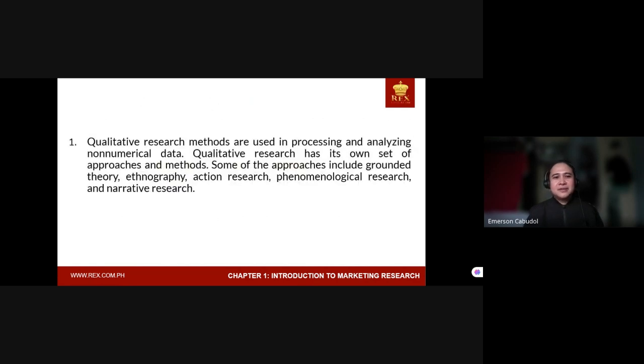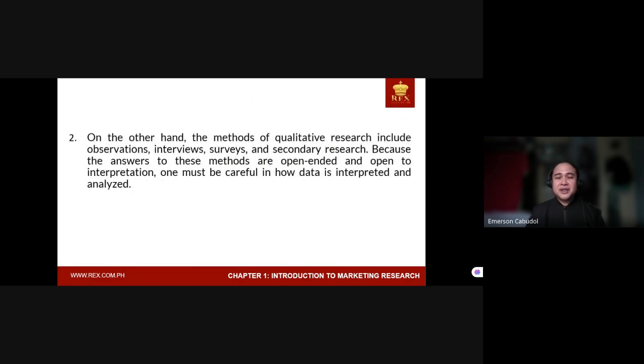In conclusion, number one, qualitative research methods are used in processing and analyzing non numerical data. Qualitative research has its own set of approaches and methods. Some of the approaches include grounded theory, ethnography, action research, phenomenological research, and narrative research. Number two, on the other hand, the methods of qualitative research include observations, interviews, surveys, and secondary research.